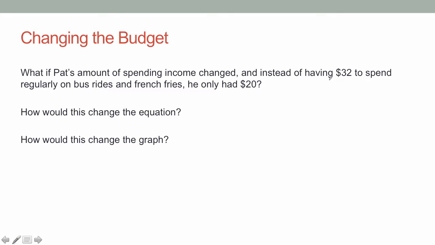Instead of having $32 to spend regularly on bus rides and french fries, he only has $20. How is this going to change the equation? How is this going to change the graph?